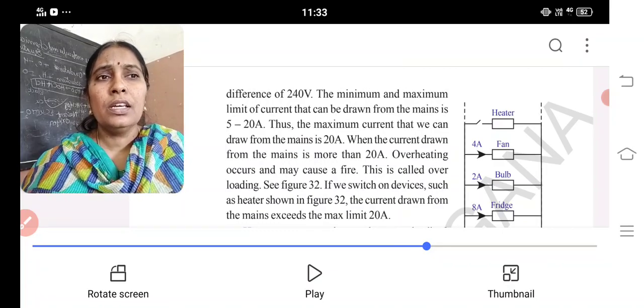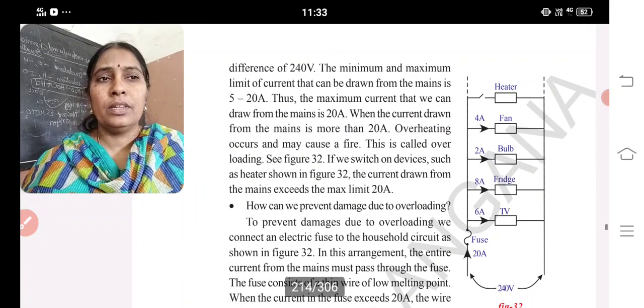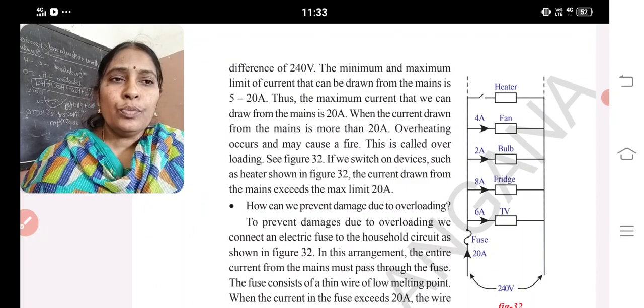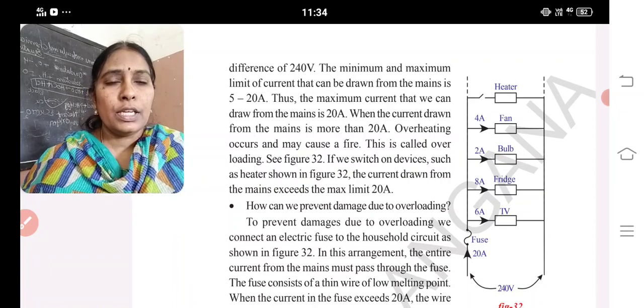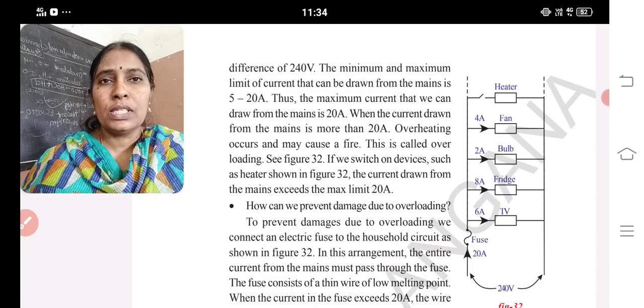So if you see the diagram, you can understand better. Here, from the 240 volts, how much current enters? 20. From the 20 we are using 6 amperes for the TV, 5 amperes for the refrigerator, 2 amperes for the bulb, and 4 amperes for the fan. Here 6 plus 8 is 14, 14 plus 2 is 16, 16 plus 4 is 20. And if you want to connect a heater which exceeds our limits, this causes overloading and starts burning.